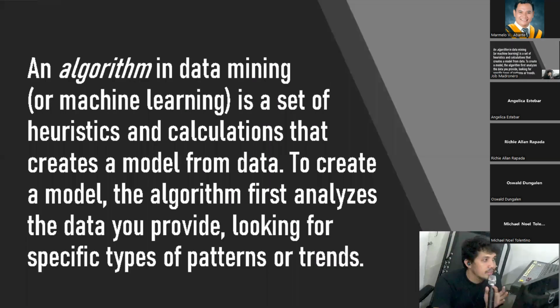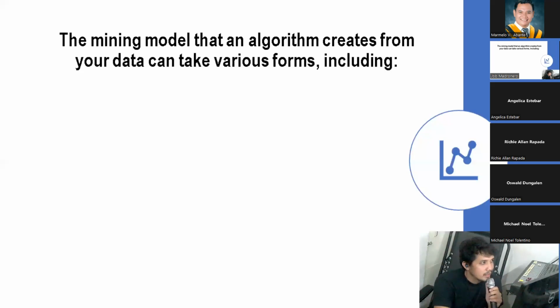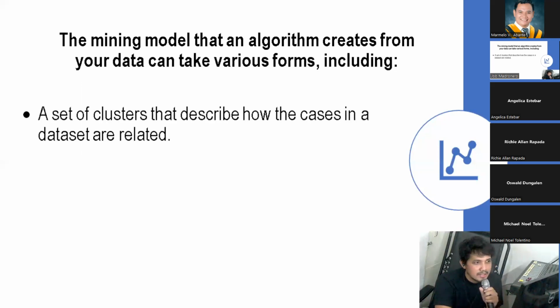An algorithm in data mining or machine learning is a set of heuristics and calculations that creates a model from data. To create a model, the algorithm first analyzes the data you provide, looking for specific types of patterns or trends. The mining model that an algorithm creates from your data can take various forms, including a set of clusters that describe how the cases in a data set are related.